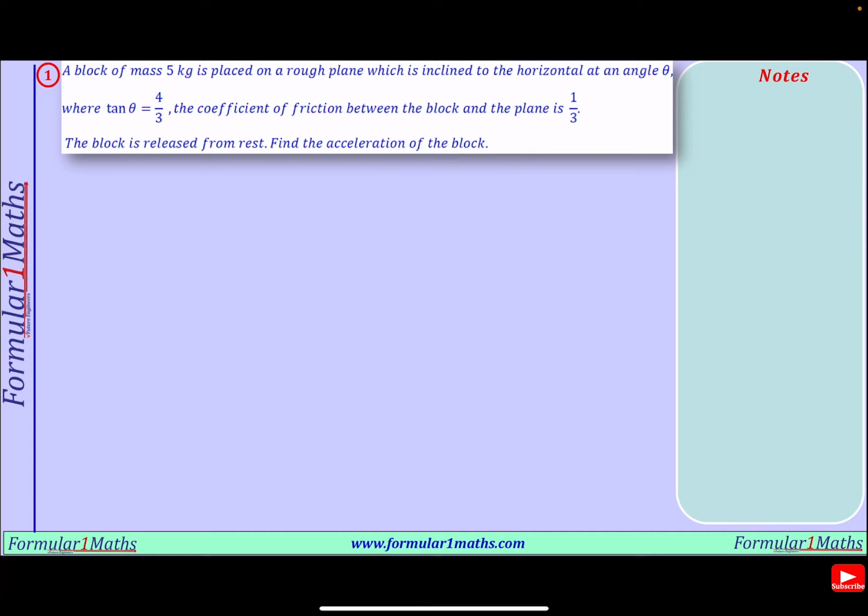So we need to sketch, and we have a situation like this. This is a plane, and it's inclined at an angle theta to the horizontal. We need to put in the forces acting on the block. First we have a reaction force, which is perpendicular to the plane. Then, because the block will move down the plane, the frictional force will act in the opposite direction. Then we have a 5g newton weight acting vertically.